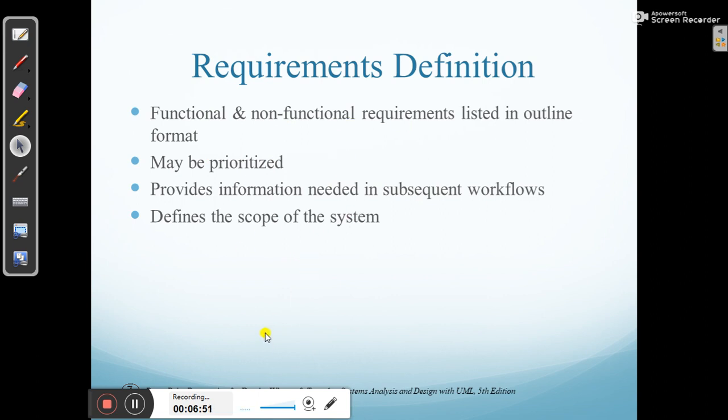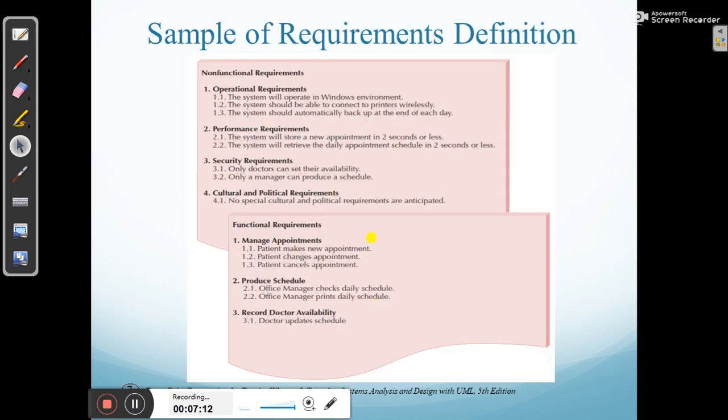And also, these requirements define the scope of the system. It means how much the system will work, or how it will vary, or how it will deploy, or how the user will benefit, or how the user will get used to the system. It defines the whole scope of the system. So there are lots of non-functional requirements and lots of functional requirements.